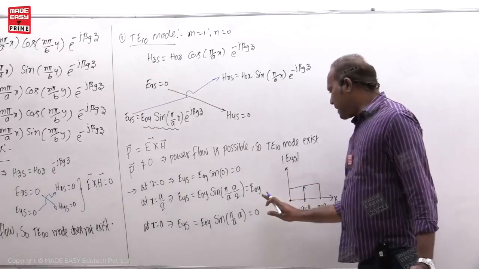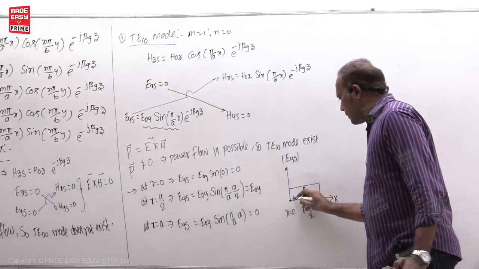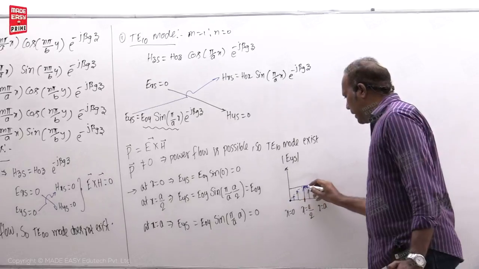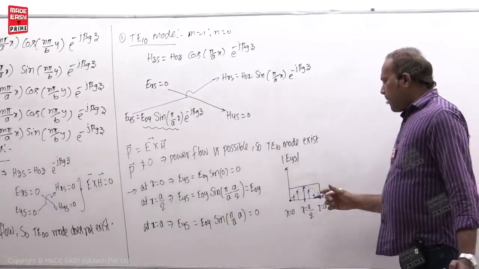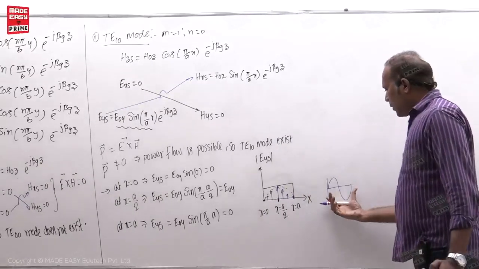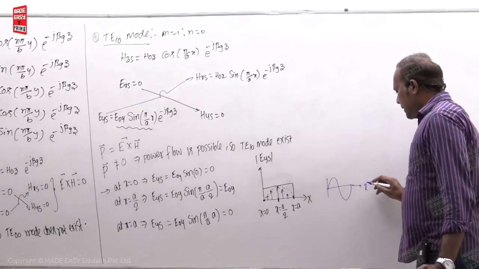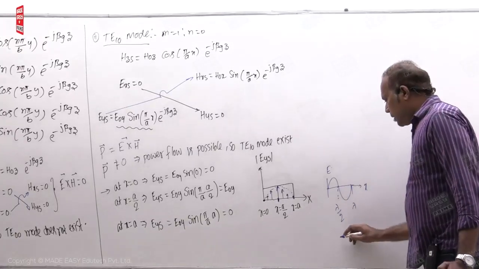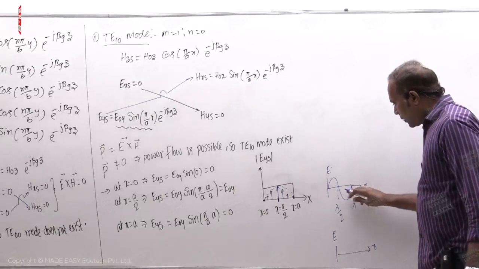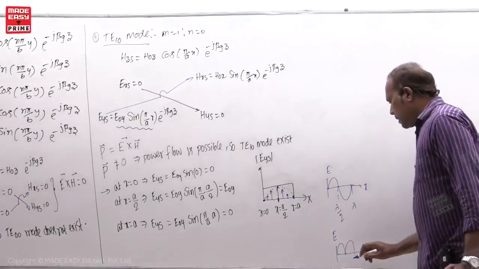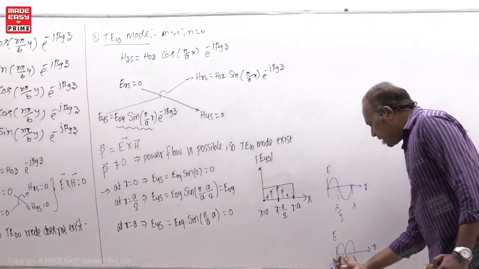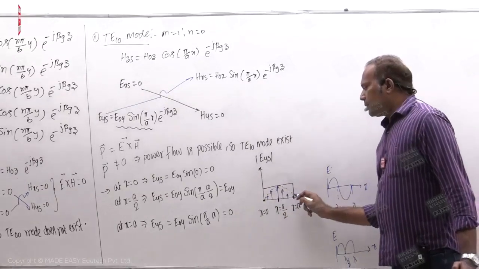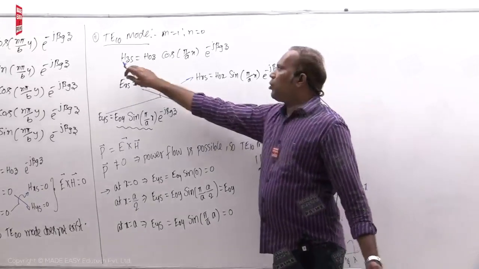From 0 to a by 2, x increases, so the sine value also increases like this, and again it decreases, keeps decreasing, then becomes 0. So sinusoidally it goes like this. A sine signal is this one, students. This is one period; this distance is lambda by 2 and this is lambda. Then if you take the modulus, this also goes to the top side instead of negative values. So this is half wavelength, and this is another half wavelength. A full sine has two half wavelengths, but here it has only one half wavelength. That is why it is one mode.